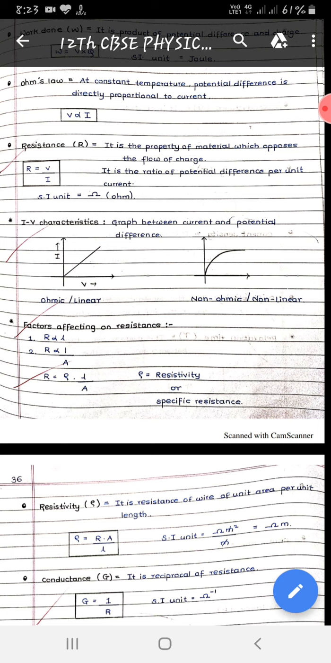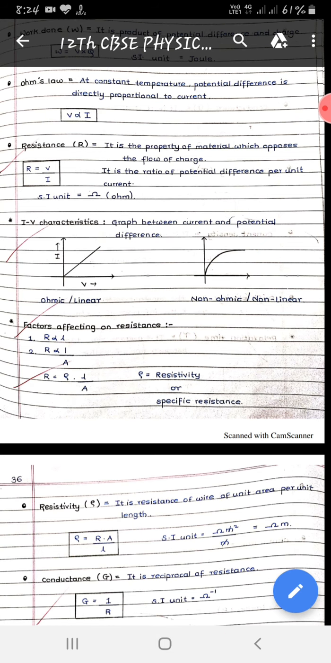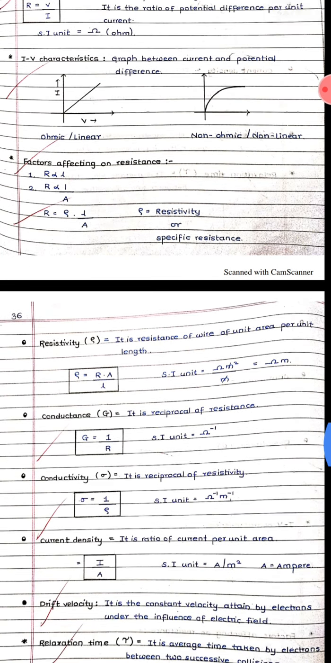If the line is straight, then such conductors are called ohmic conductors or ohmic resistance. And if the line is not straight, then it is called non-ohmic. Non-ohmic means the current is not proportional to potential difference, or potential difference is not exactly proportional to the current. Clear?